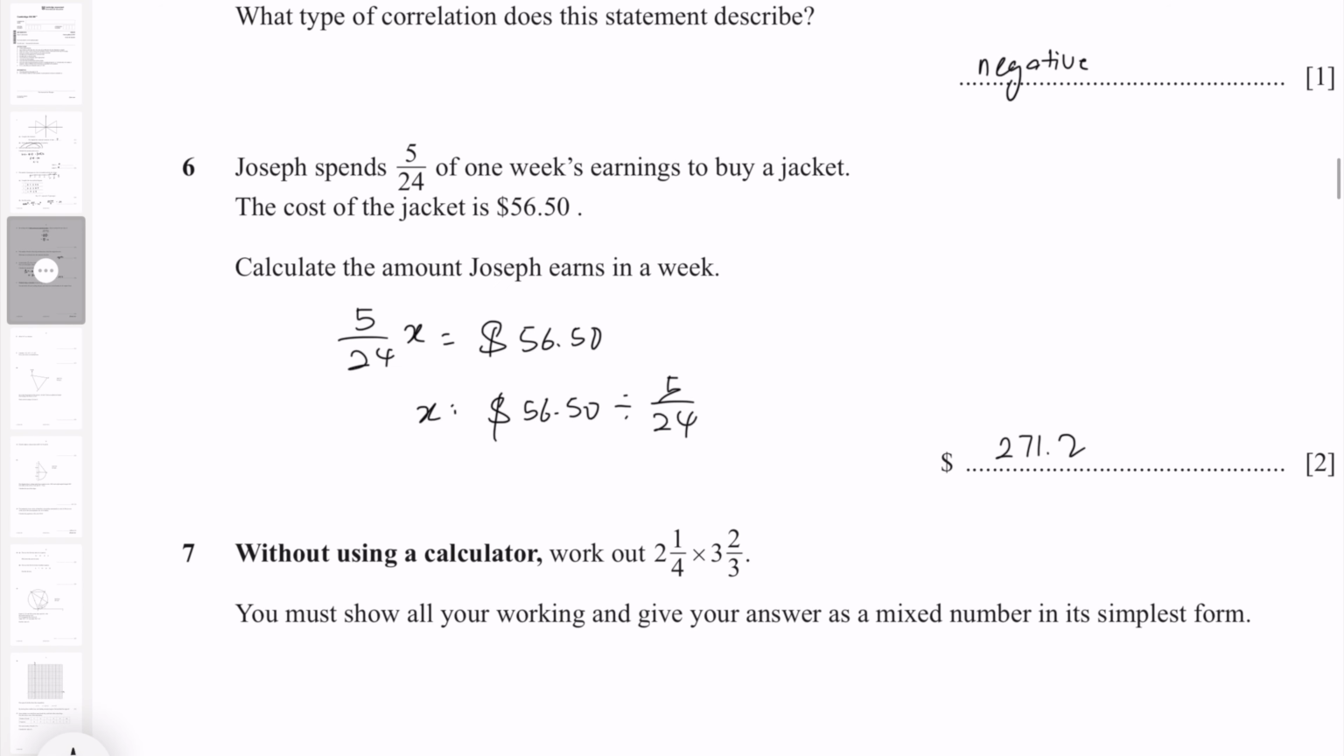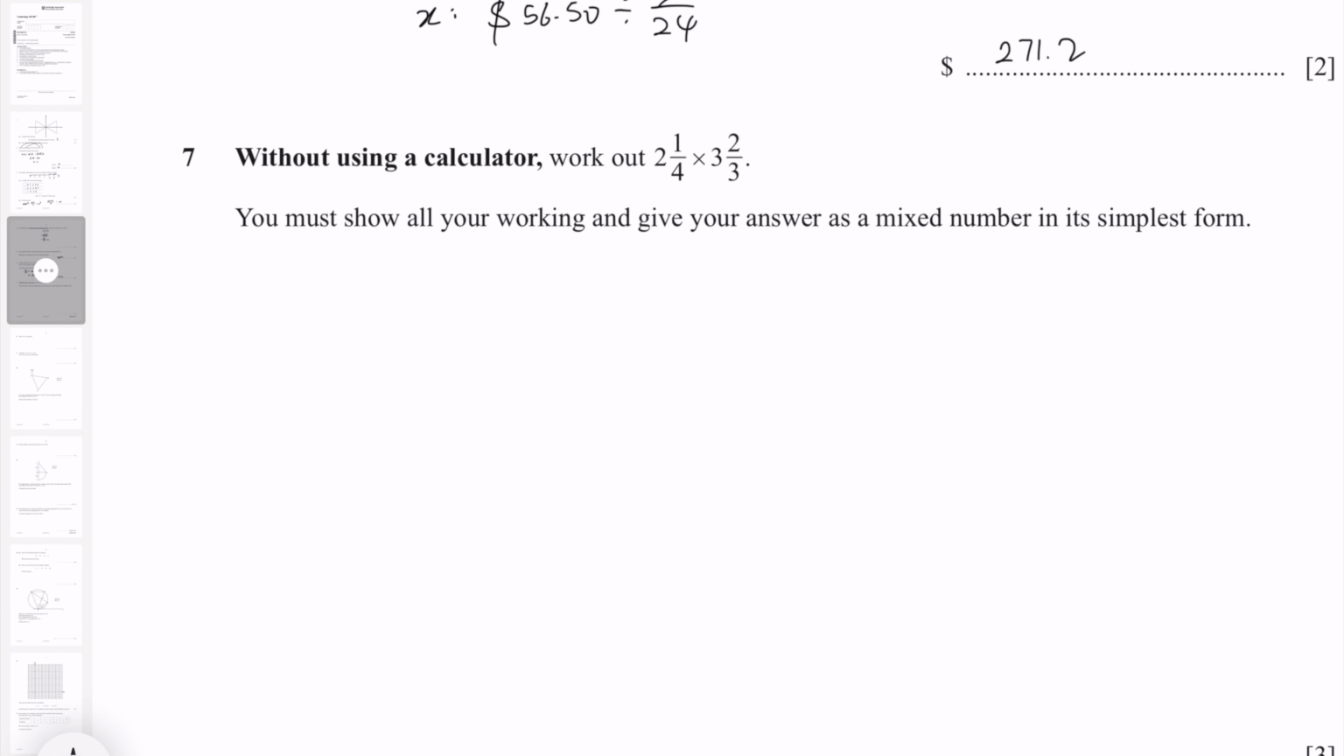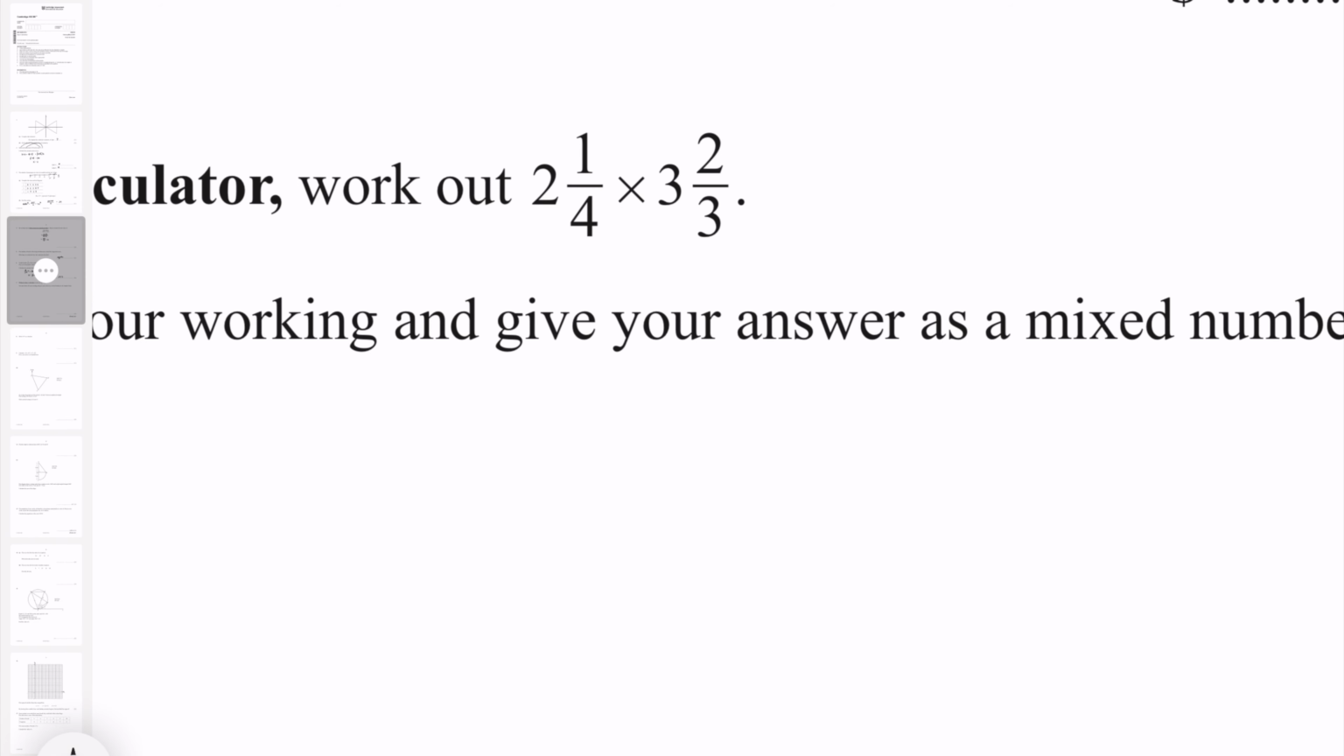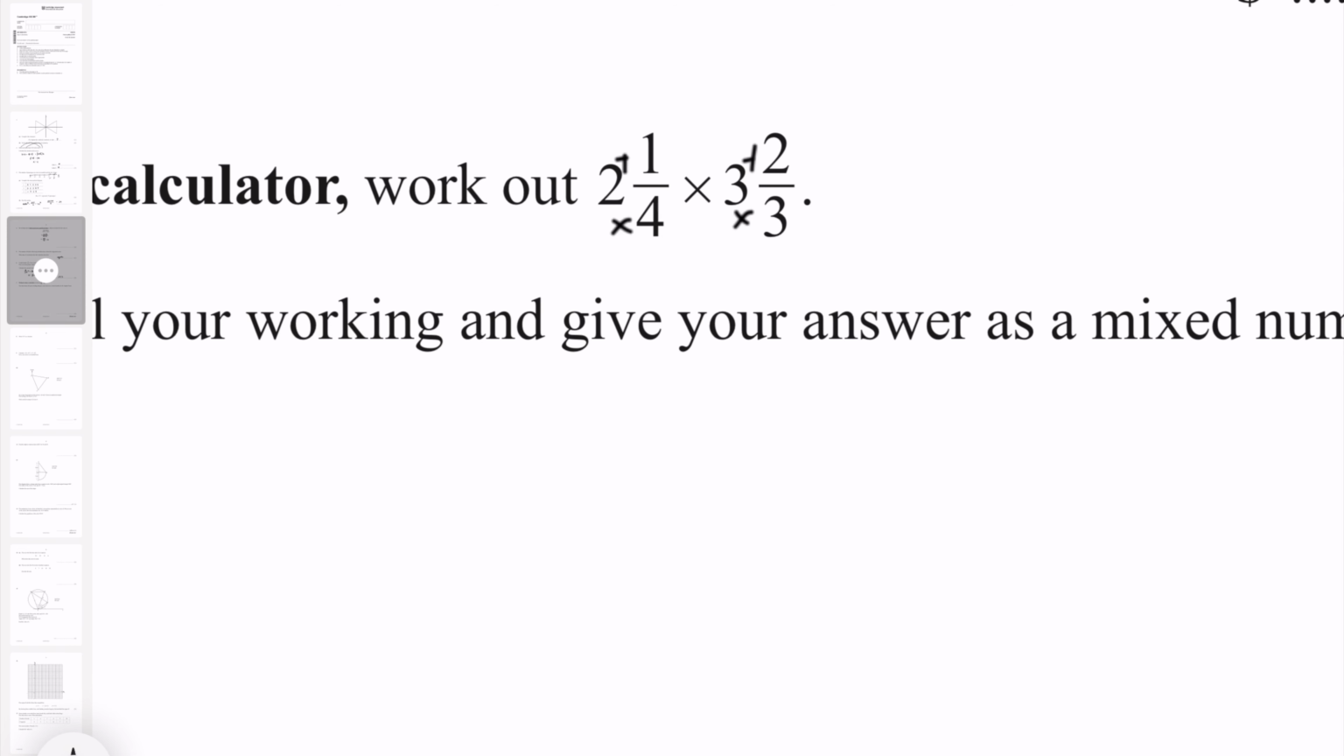Okay. Without using a calculator, work out that. Show all your working. Okay, first thing, you want to change all of them to improper fractions, so times and plus, times and plus. 4 times 2 is 8, plus 1 is 9. That's over 4. Times 3 times 3, that's 9. Then you add 2, that's 11 over 3.